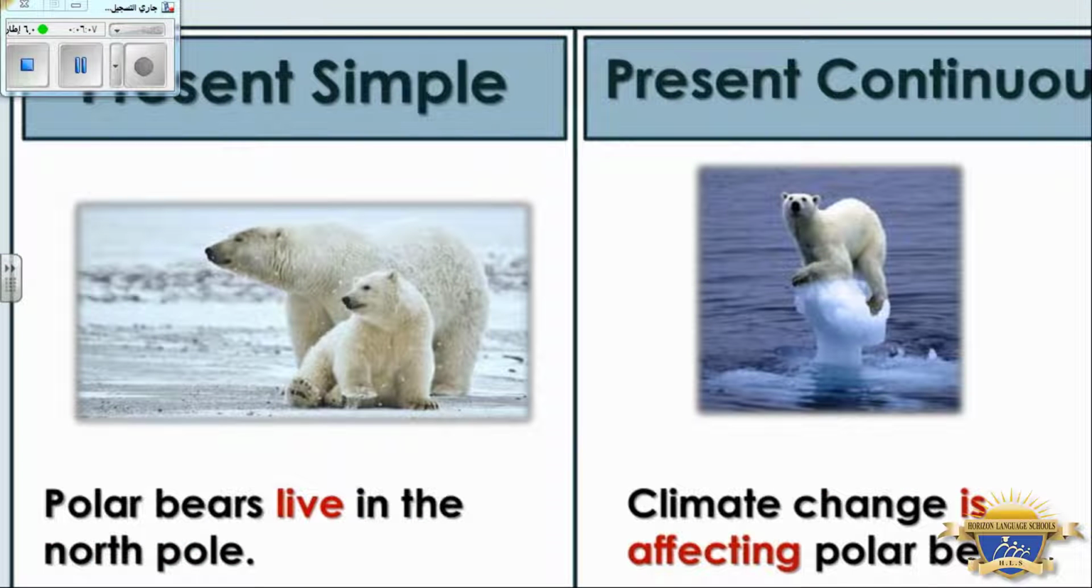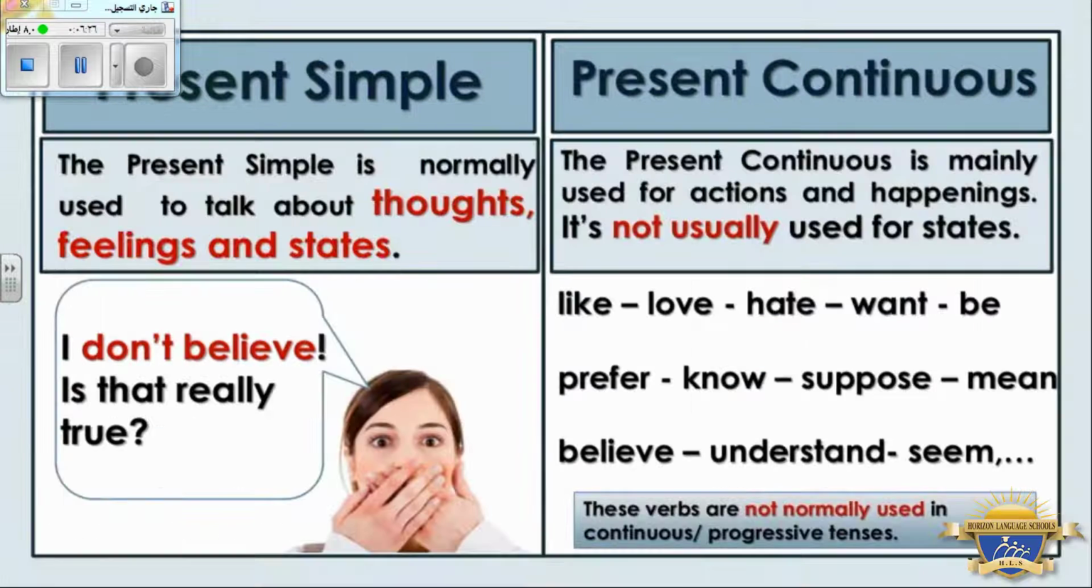Again, here we have one more example for the present simple, like polar bears live in the North Pole. So this is for sure a fact. Here, climate change is affecting polar bears. So at this time, at this moment, climate change is affecting the polar bears.